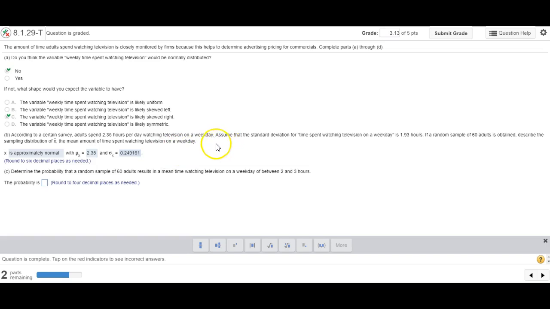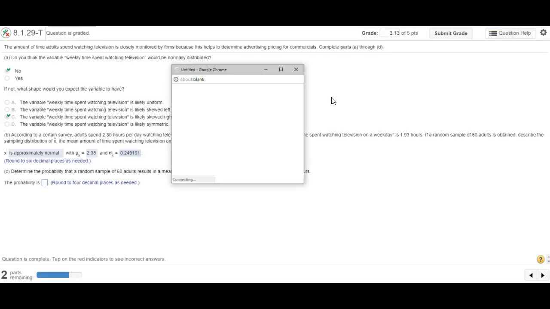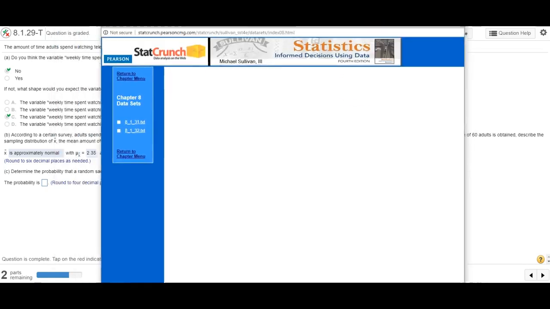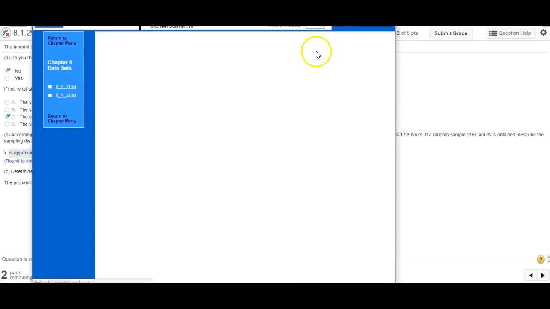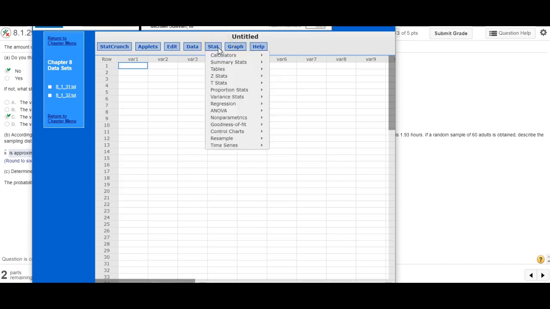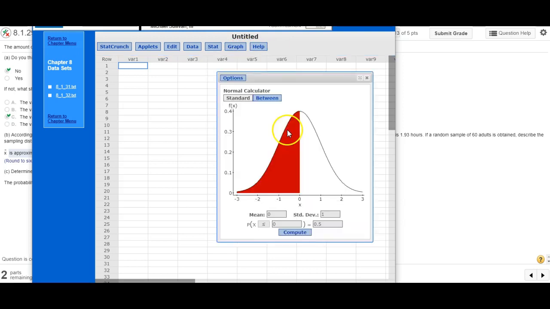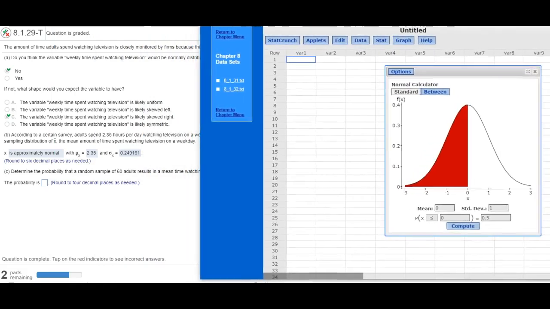I prefer to use StatCrunch. StatCrunch is really nice for what we're trying to do here. So I'm going to open up StatCrunch, and we're going to use the normal calculator. Okay, so we're going to go into, I believe, Stat, Calculators, and then Normal. And let's go ahead and move this over.